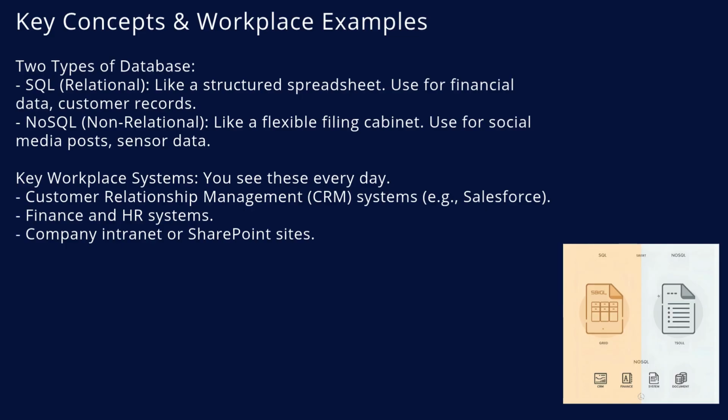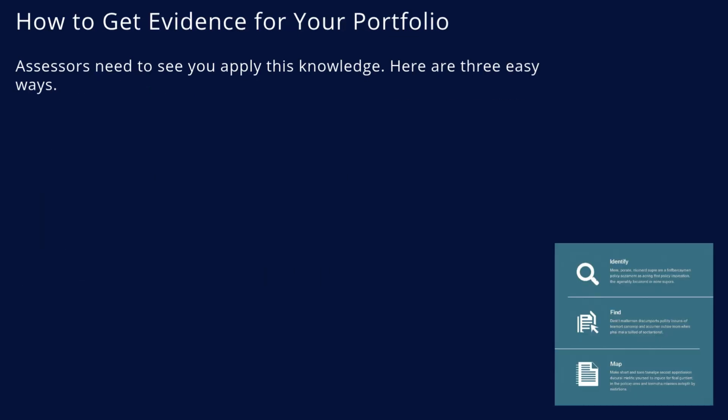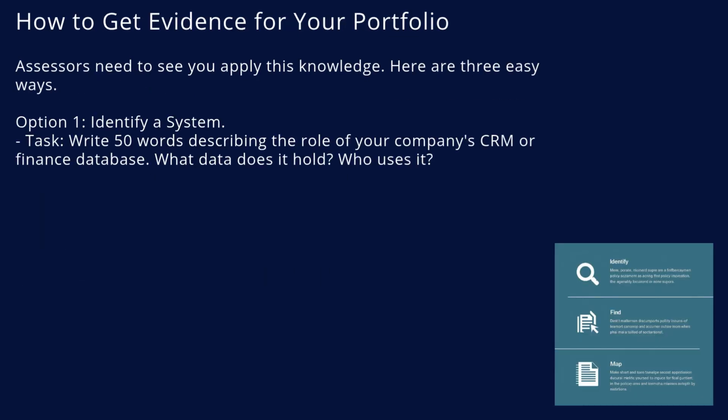Your first action is simple: pick one system that you use regularly at work. Write down its name and what it's used for. This is the first step to creating your portfolio evidence. To pass, you need to provide evidence. Here are three straightforward ways to do that.